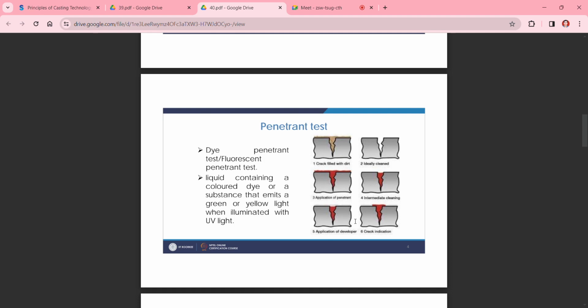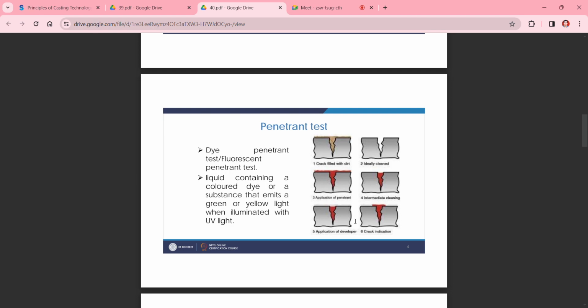For non-ferromagnetic or diamagnetic material, what we can do is go with a penetrant test. We will put some dye, or some color solution, and pour that dye solution onto the surface of the casting. Wherever there is a crack, that dye will penetrate inside the crack.